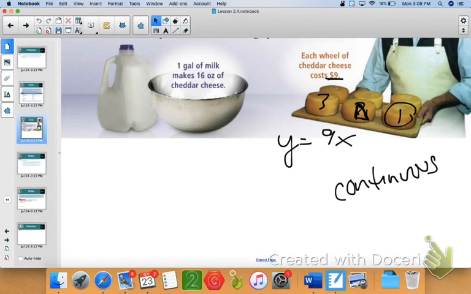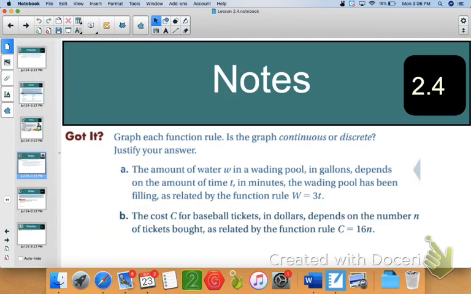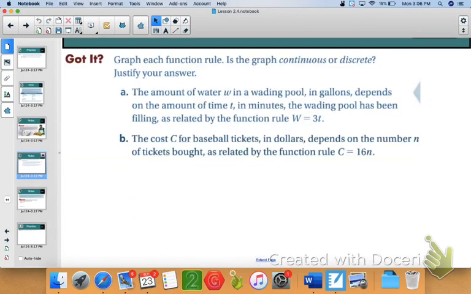And then we would graph that as well. Okay, looking at this, this is graph each function rule. We're going to skip that. So we're just going to say if it's discrete or continuous.